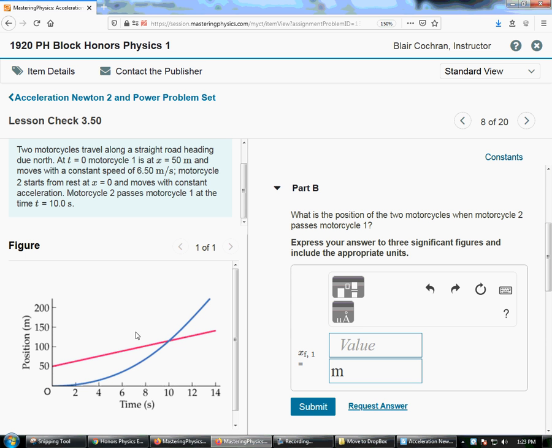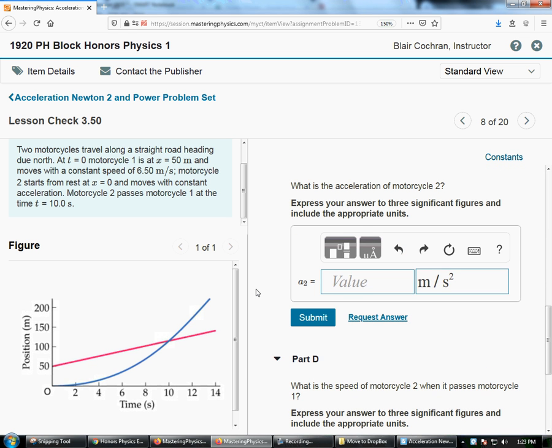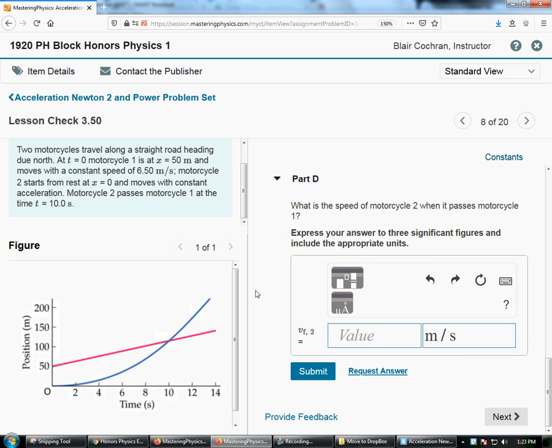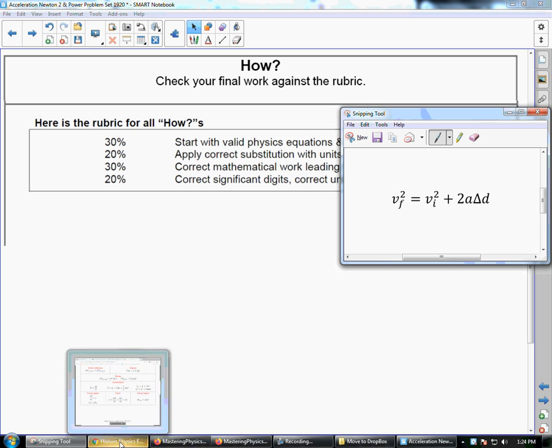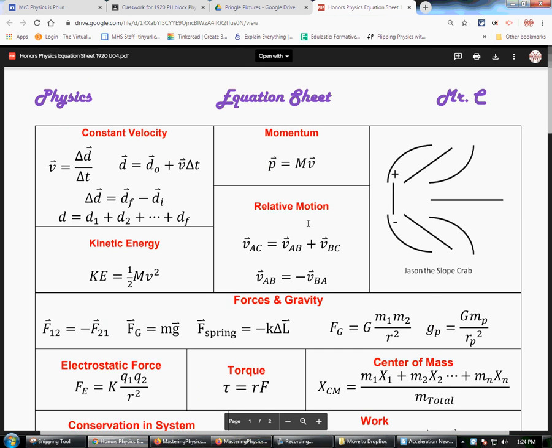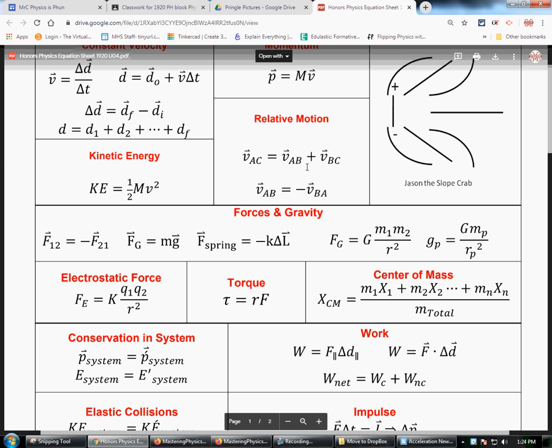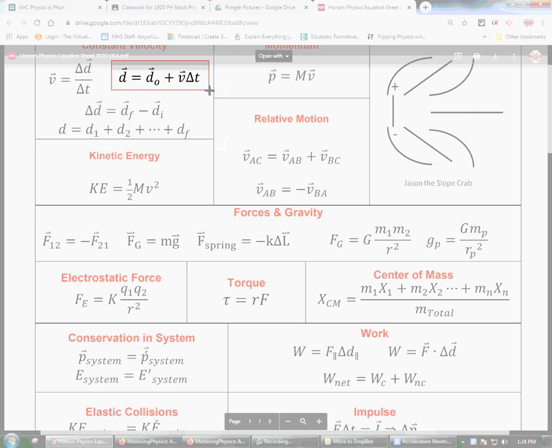So I'm going to use the constant motorcycle 1 to find out their location, and then I'll find out some stuff about motorcycle 2. Okay? So let's see, I need some equations here. No, I don't think I need that. It's moving at a constant rate. So I can use a lot of people's favorite equation. Because it's moving at a constant rate, I can use this one.